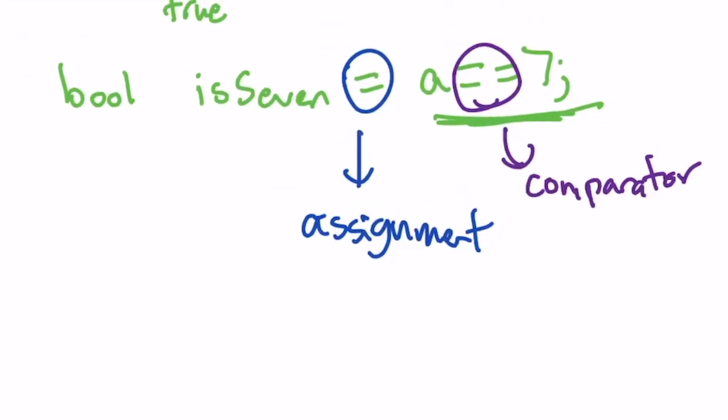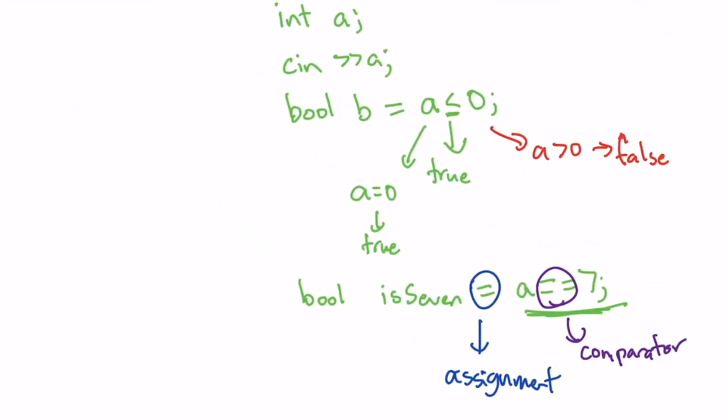So now we have b, with a value of either true or false, and then is7 is either true or false as well. But who cares? What do we get out of that? So there's something that we have in C++ that is known as an if statement.